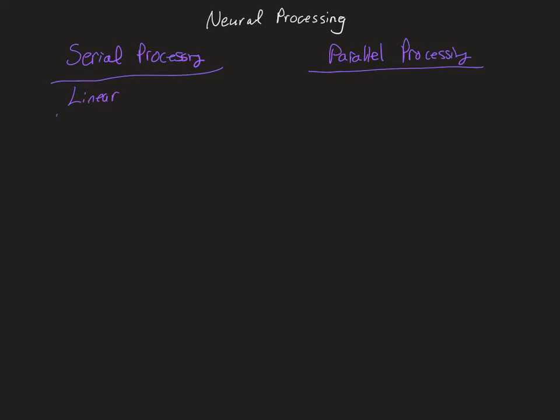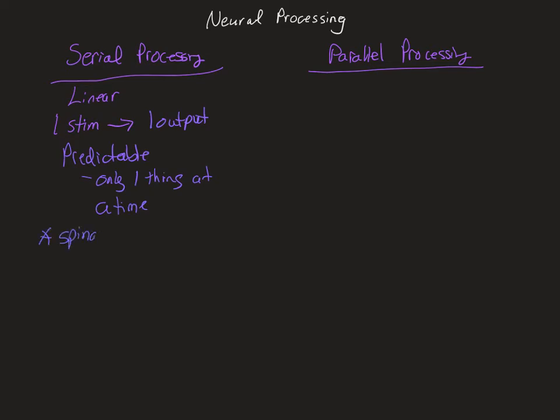You basically have one stimulus that's going to lead typically to one output. Characteristics are that it's very predictable, very linear, only one thing happens at a time. One of the best examples for serial processing are going to be the spinal reflexes, like your knee-jerk reflex.